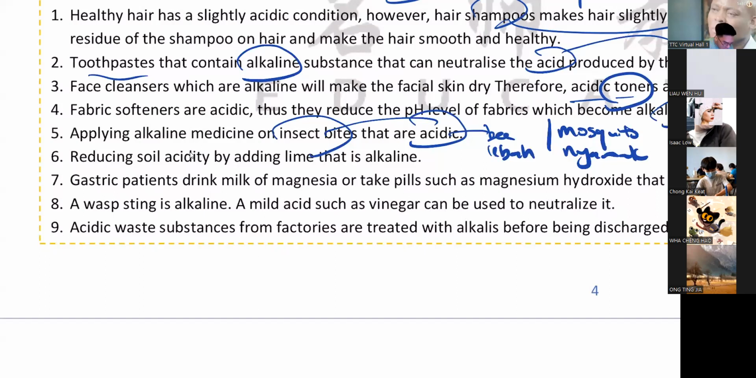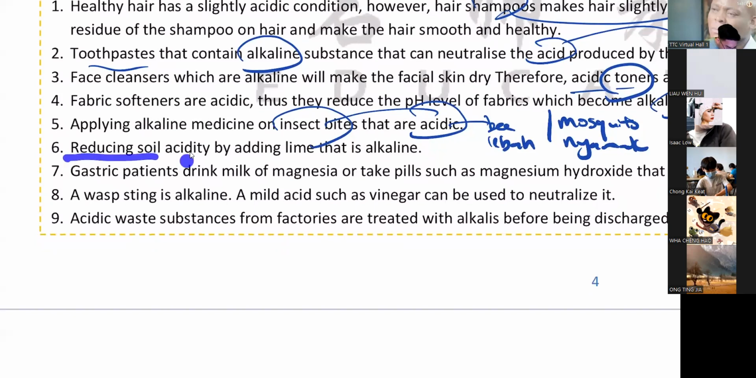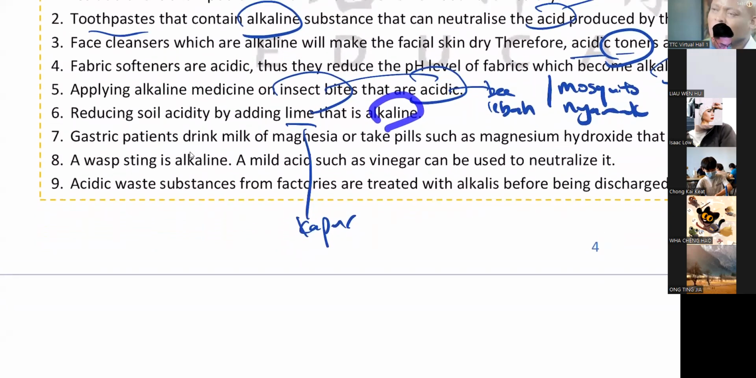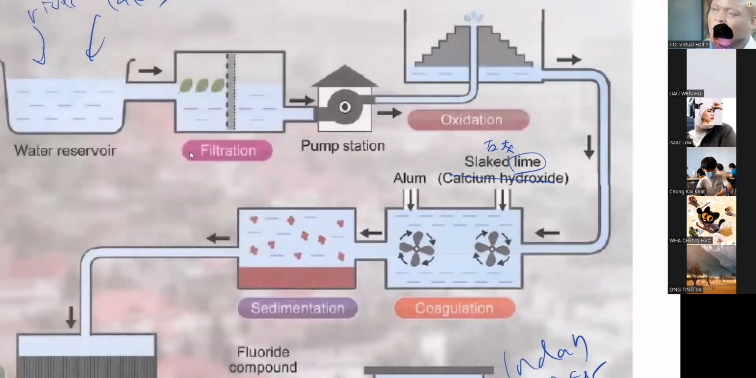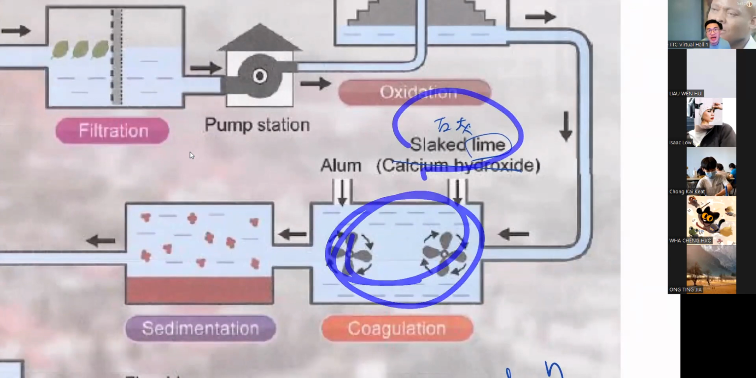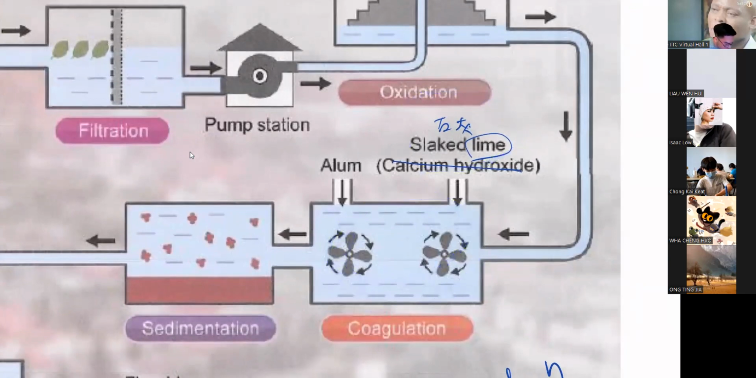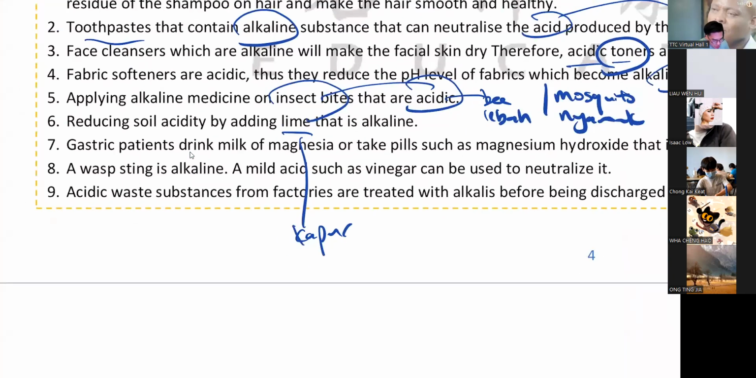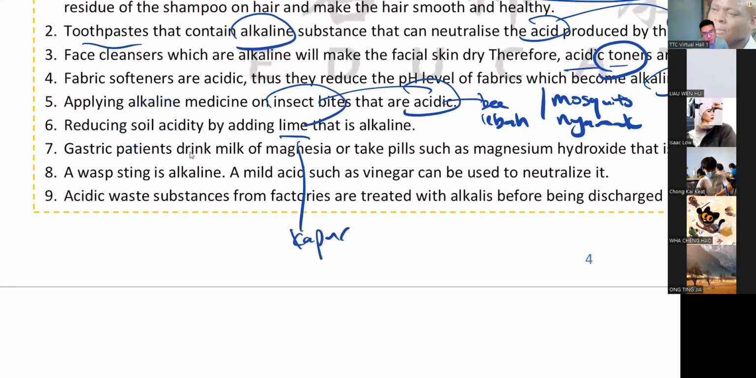Okay, bloody hell. Anyway, so number 6, reduce soil acidity by adding lime. Guys, lime is kapur. Lime is not limau, not your ice limau. Your lime is actually alkaline. We actually add this thing to our water leh. If you still remember, in our water treatment, we add lime to it to neutralize the acidic water. This was last chapter, remember? So we add this thing to the soil. If your soil is acidic, your plants will die.